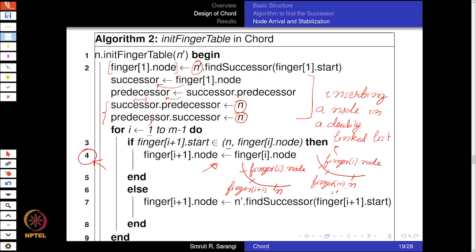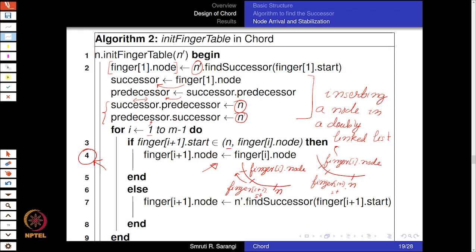I am saying if this is finger i plus 1 dot start, from here I'll traverse the ring clockwise and I should arrive at finger i dot node, and that should be the first node, my successor, because from finger i dot start, when I walked, this was the first node I saw. So if this case holds, this will also be the first node that I will see. But it's very important you understand this line before you proceed.